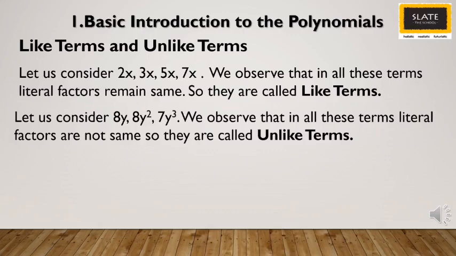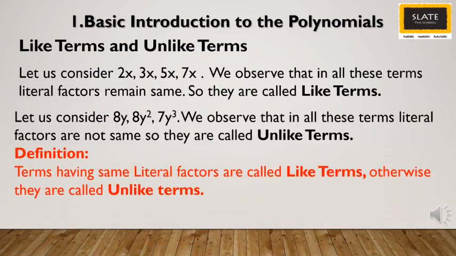Here we observe that in all these terms, literal factors are not same. That is, in first term, literal factor is y. In second term, it is y square. In third term, it is y cube. So they are called unlike terms. Now see the definition. Terms having same literal factors are called like terms. Otherwise, they are called unlike terms.